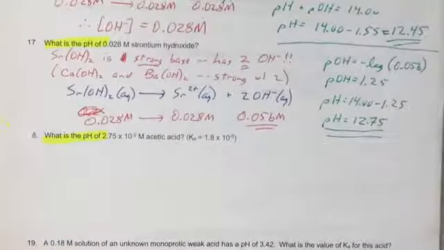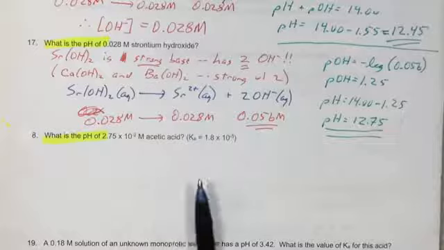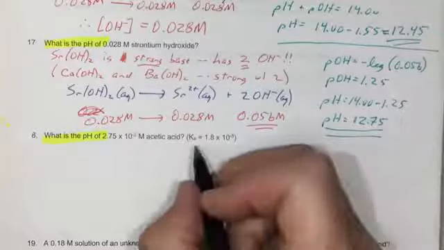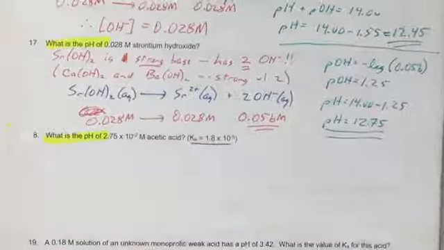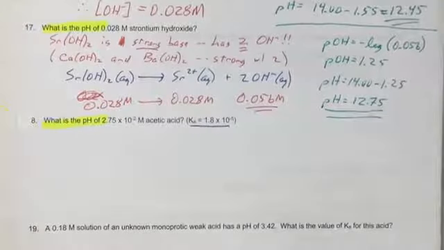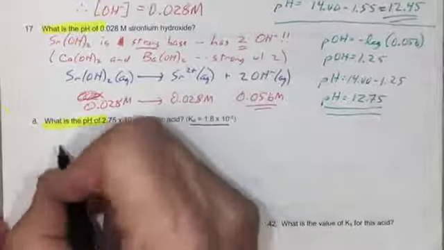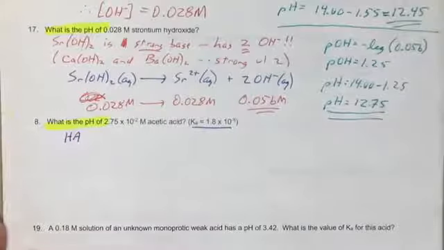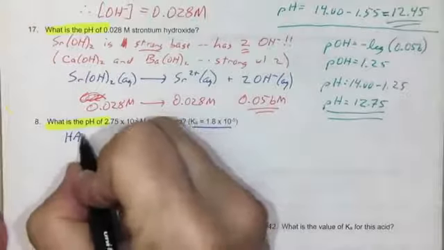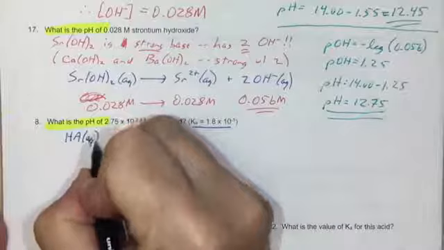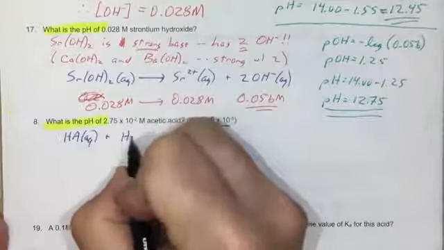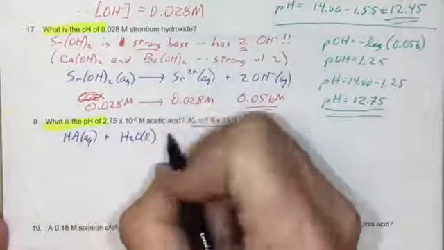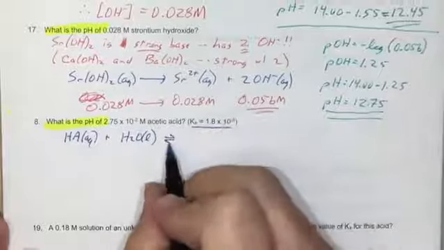But what if you have a weak acid? A weak acid, such as acetic acid, you're given the Ka for this weak acid. Now, the shorthand for writing any weak acid is we can say HA stands for a weak acid. And that reacts with water, aqueous. If it's a weak acid, it reacts with water in an equilibrium. It's not a one-way arrow.